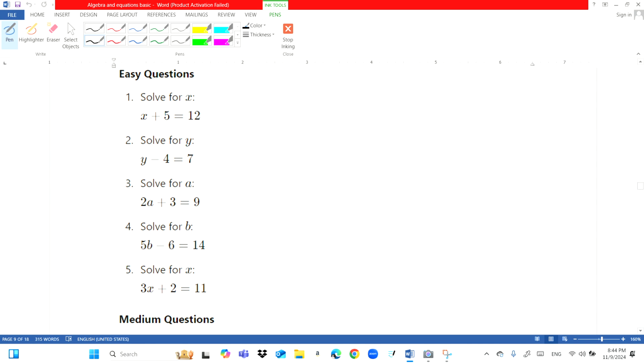Now let's make it red. I really like the color red.